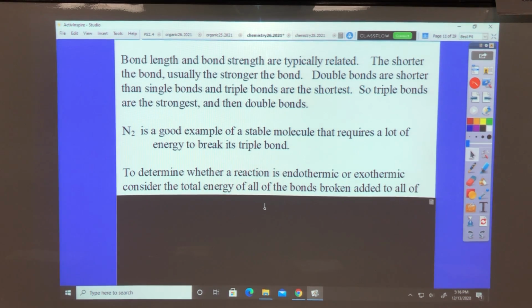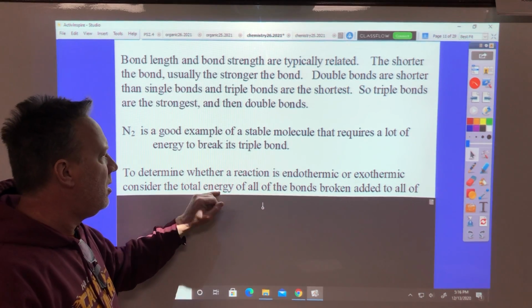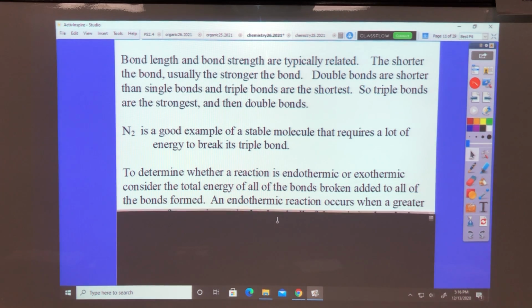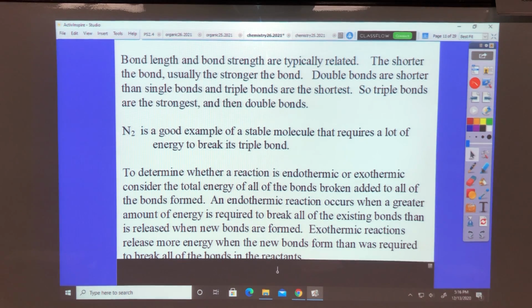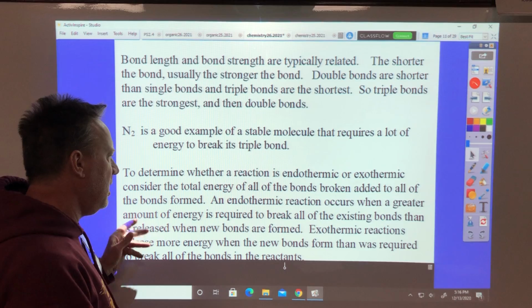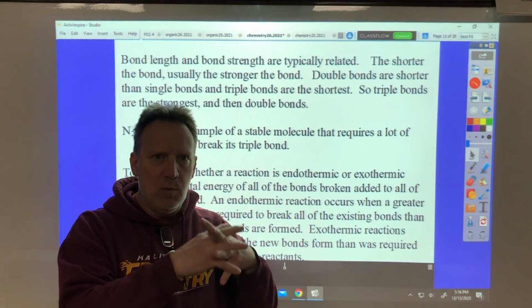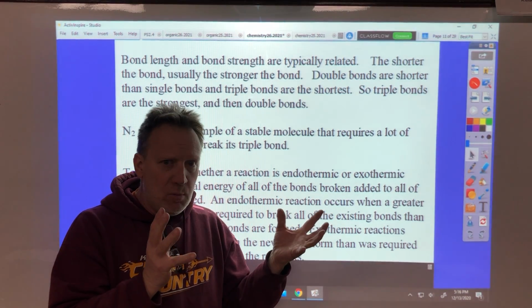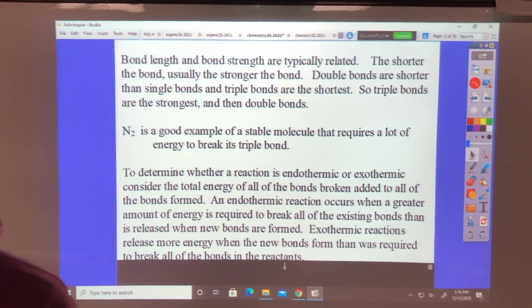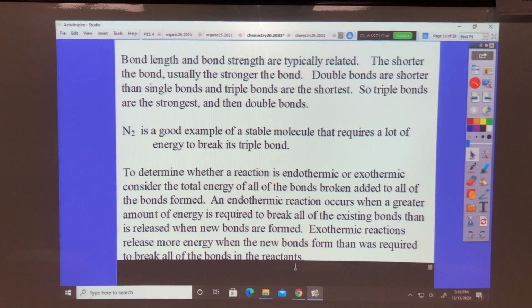To determine whether the reaction is endothermic or exothermic altogether, you have to consider the total energy of all the bonds broken added to all of the bonds formed. An endothermic reaction occurs when a greater amount of energy is required to break all the existing bonds than is released when new bonds are formed. And whenever you break bonds, you're going to make new ones. Take all the energy to break all of them and add it to all the energy when you get new ones. Which one's bigger? Exothermic reactions release more energy when the new bonds form than was required to break all the bonds in the reactants.